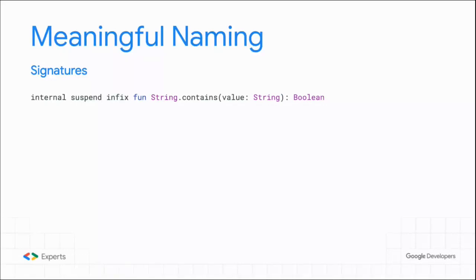And continuing with the concept of using the entire signature to your advantage, let's go through this kind of straightforward example of what you might see. Now, I wouldn't, of course, expect any sort of string manipulation function to be suspending, but just take it as gospel here that this is an example. So, of course, we can see the internal.